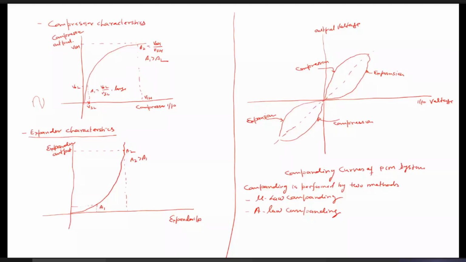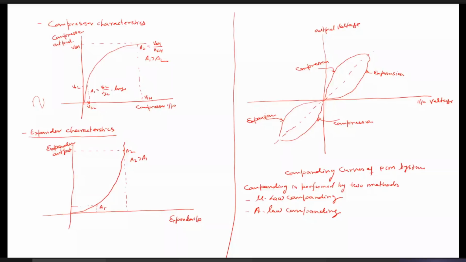Similarly, the reverse process of that is given by the expander characteristics, where the expander gain at the low amplitude is given by A1. So A1 will be less here because in the compressor A1 was more. So A1 should be less here in the case of the expander. Similarly, A2 should be more as compared to A1. So that is the case.